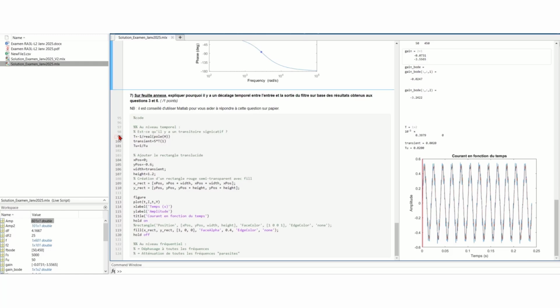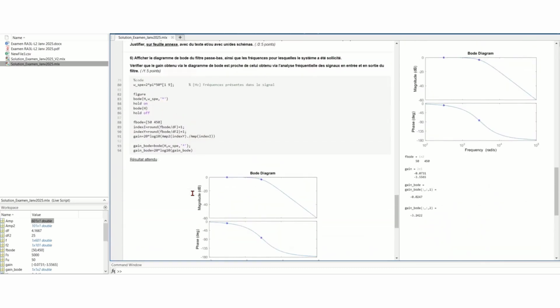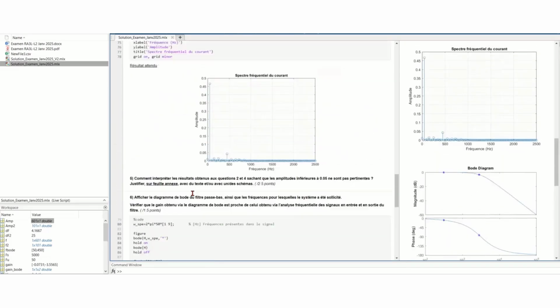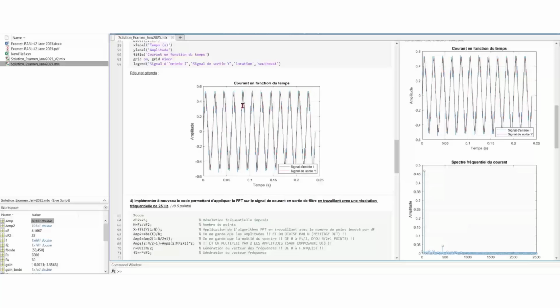Et enfin, septième et dernière question, il vous était demandé exclusivement sur feuille annexe d'expliquer pourquoi on a un décalage temporel entre l'entrée et la sortie du filtre, sur base des résultats obtenus aux questions 3 et 6. Alors, on en avait déjà parlé précédemment dans la vidéo. Et donc, si on reprend le résultat ici où on compare le signal de courant en entrée et en sortie du filtre, on avait remarqué qu'il y avait un petit décalage.